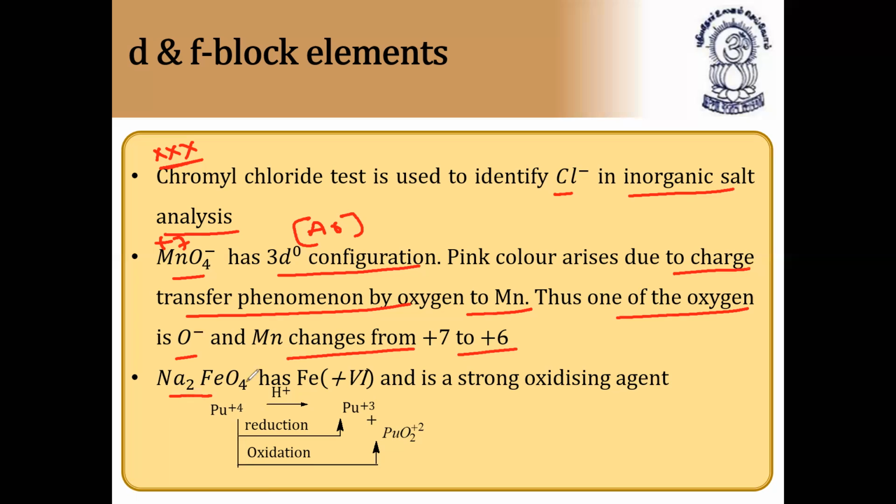Next point: sodium ferrate, that is Na2FeO4, has Fe in plus 6 state and is a strong oxidizing agent. So the oxidation state of iron is plus 6. The important point here is that even though permanganate ion, MnO4 minus, has 3d0 configuration, still it is colored because of charge transfer from oxygen atom to manganese, and it is paramagnetic because one of the oxygen atoms is O minus out of MnO4 minus.